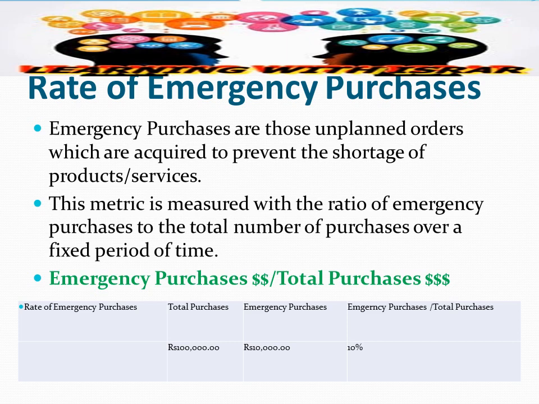Okay, the number one is the rate of emergency purchases. These are the purchases, those are unplanned orders which are acquired to prevent the shortage of products or services. Basically, this metric is measured with the ratio of emergency purchases to the total number of purchases over a fixed period of time. So like you can see that it is the emergency purchases divided by the total purchases. So we get the percentage or the ratio.